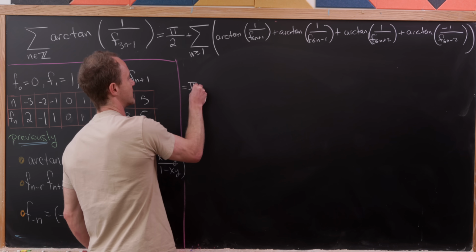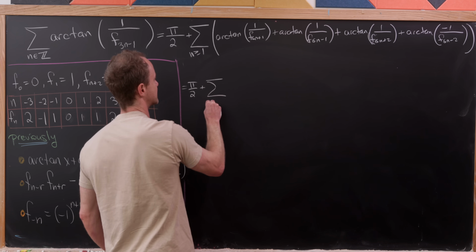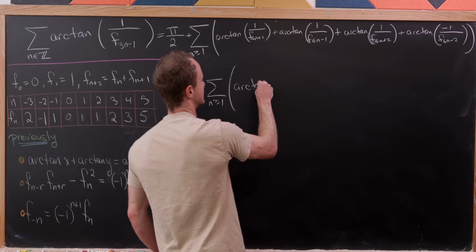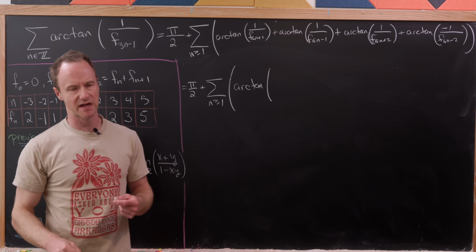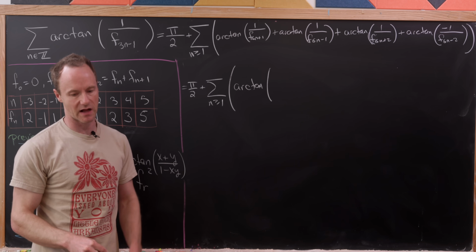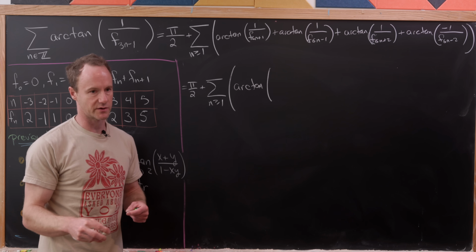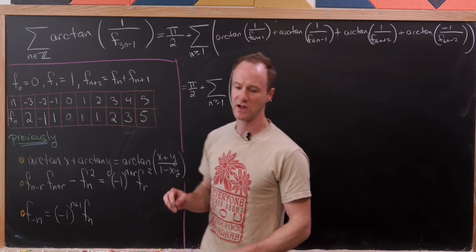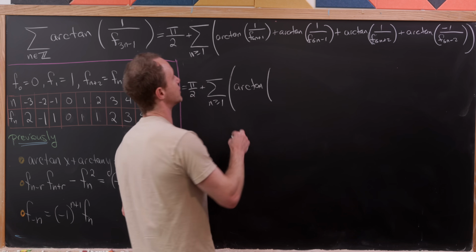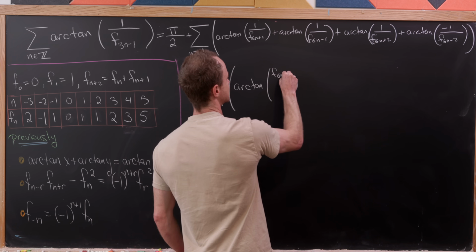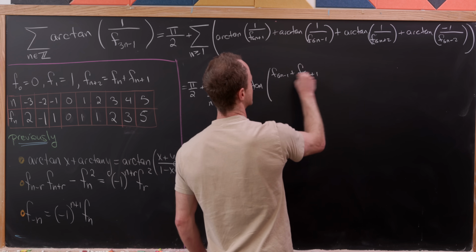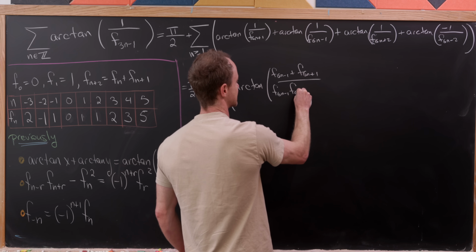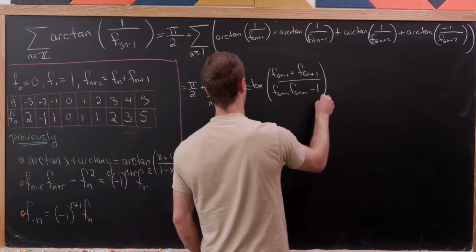So I'll have pi halves and then plus the sum as n is bigger than or equal to 1. And now putting these two together, I'm going to skip a little step where we find a common denominator and add the numerators and the denominator inside of this right-hand side here. It's a pretty easy calculation. And what you end up with is f sub 6n minus 1 plus f sub 6n plus 1 over f sub 6n minus 1 times f sub 6n plus 1, and then minus 1.